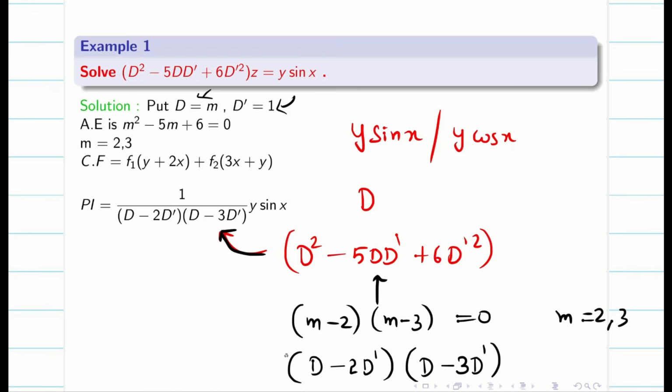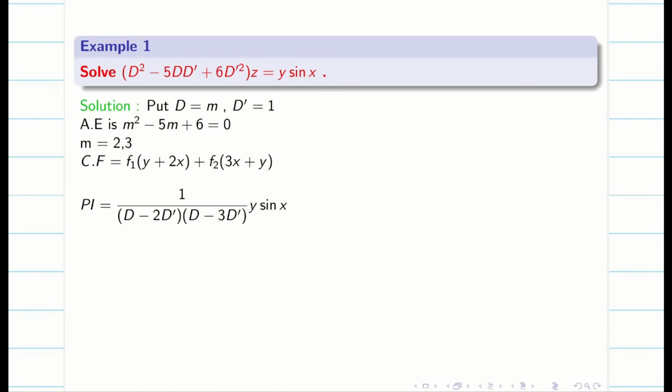So instead of this, I am going to replace this. So my PI is going to be 1 divided by (D minus 2D dash)(D minus 3D dash) y sin x. Now we have a formula to crack this problem.